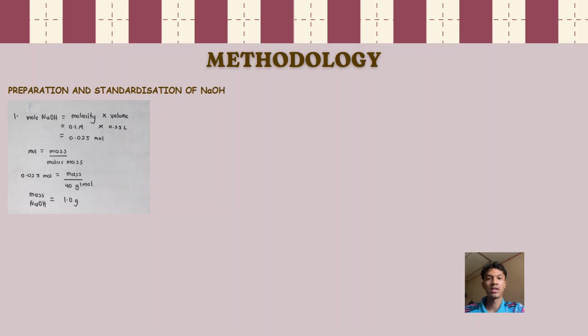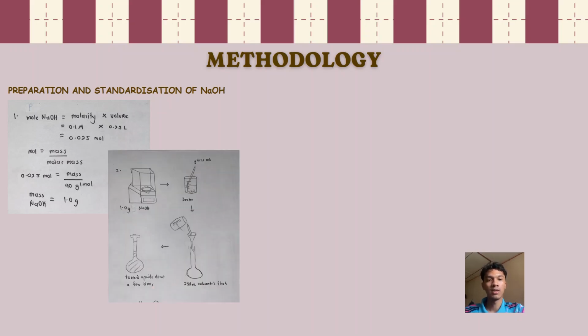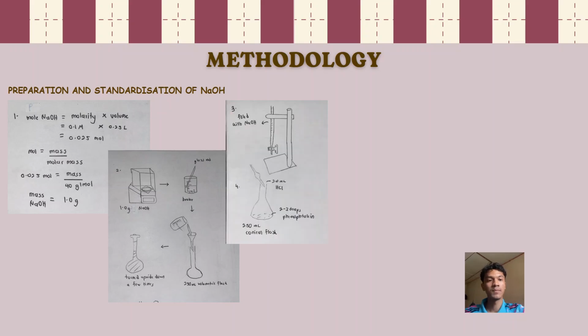For preparation and standardization of sodium hydroxide, we are going to calculate the mass that we are going to use, that is 1 gram, and then weigh it, dissolve it in a beaker, transfer it into a volumetric flask, and add 250 ml of distilled water. Then we are going to use a stopper and turn it upside down to mix it perfectly, and then we are going to titrate it.